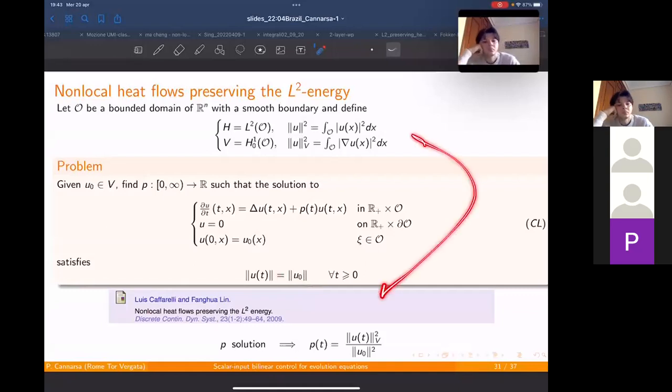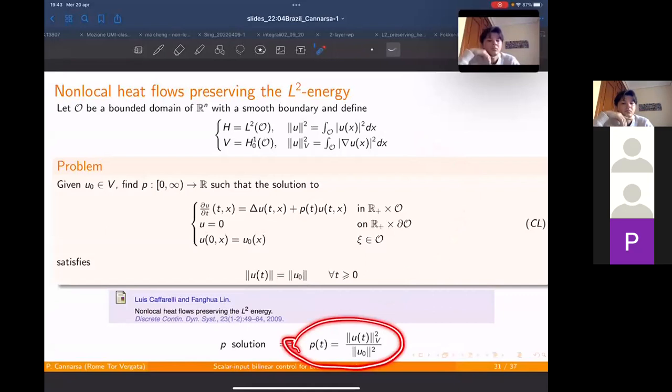This problem was first addressed in a paper by Caffarelli and Fanghua Lin, and solved, in fact. And indeed, you find easily that if a solution exists, it has to have this structure where V stands for H1 here, the domain of the square root of the Laplacian. And so it has this non-local behavior with respect to U.